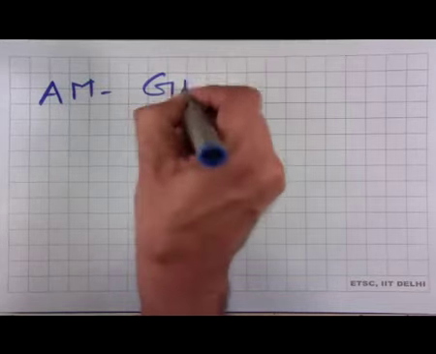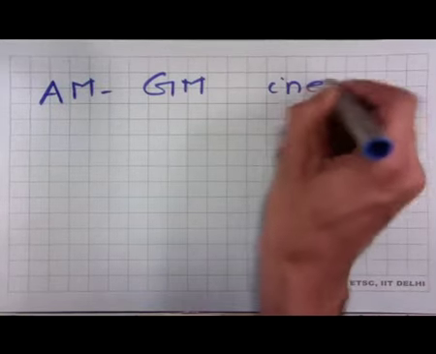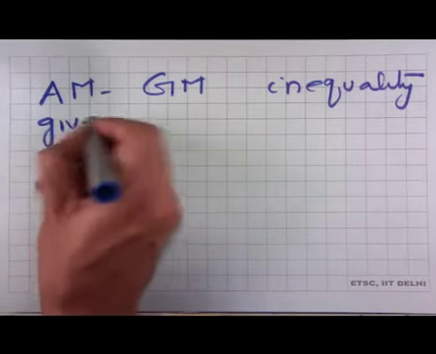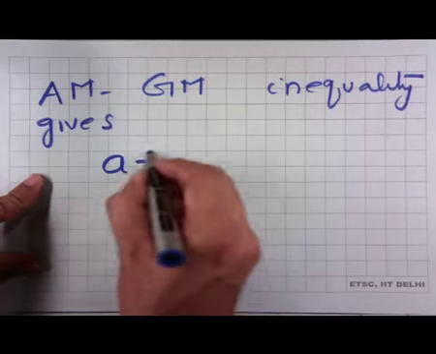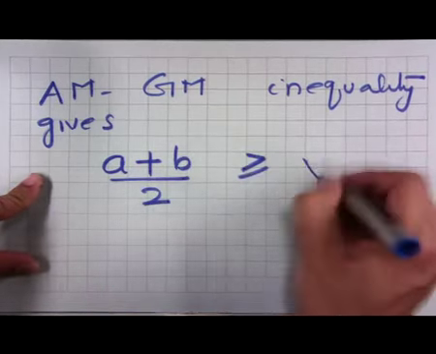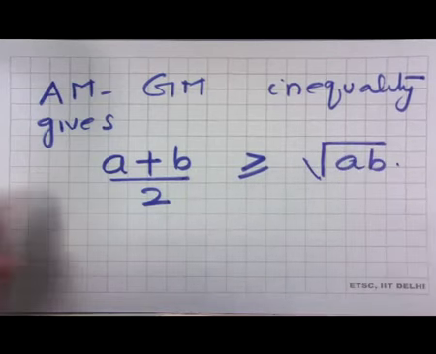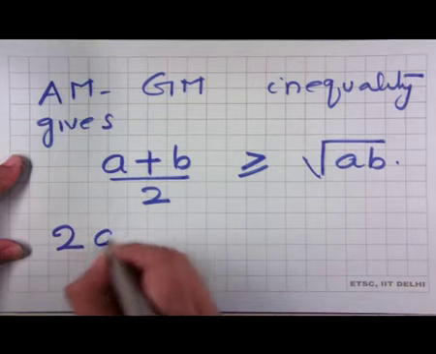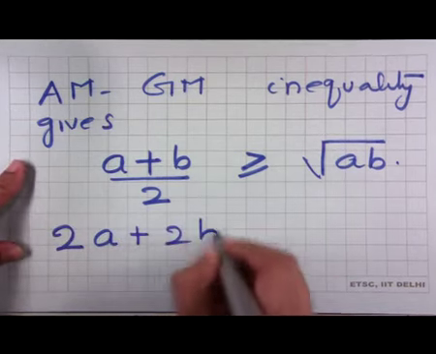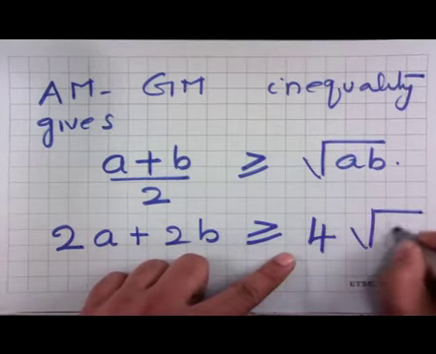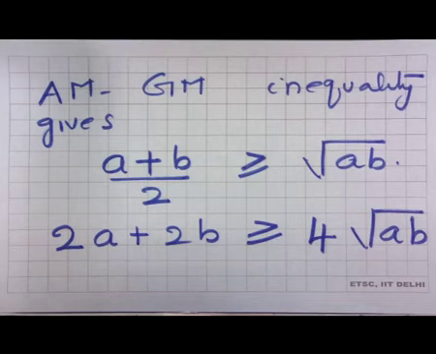AM-GM inequality says that (a + b)/2 is greater than or equal to root ab, which is equivalent to saying 2a + 2b is greater than or equal to 4 root ab, by multiplying with 4 on both sides.